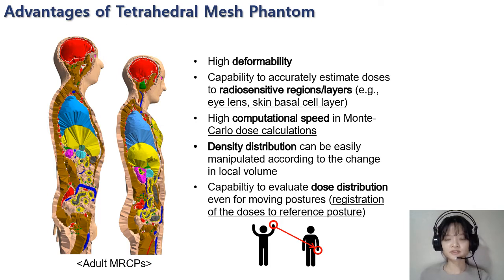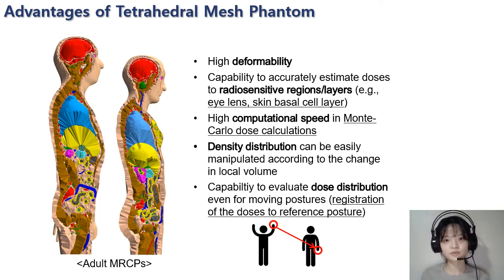There were several reasons for this. The first one is obviously its high deformability. As the tetrahedral mesh is not a rigid structure like voxels, it can be rather freely deformed. The second reason is its capability to define even very small or thin radiosensitive regions, including eye lens or skin basal layer, which can be really important for external exposures. In addition, despite such high complexity, it shows fairly high computation speed, as shown in Dr. Furuta's presentation.